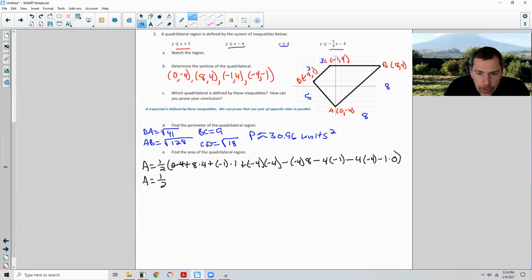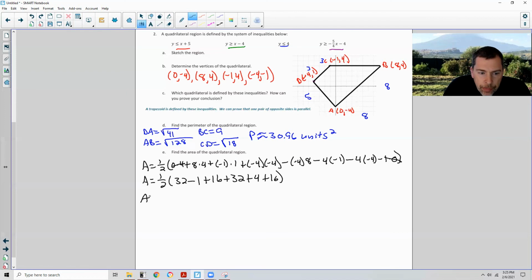0 times -4 is nothing, and I go through and get rid of those first. 8 times 4 is 32. Negative times a positive is negative, so it's going to be -1 times 1. Negative times a negative is positive, so it's going to be +4 times 4, which is 16. This is going to be negative 32, but it's a minus negative 32, so plus 32. And this is minus a negative 4, or plus 4. And this is a minus negative 16, or plus 16.